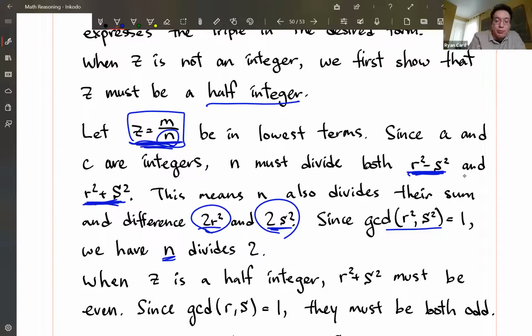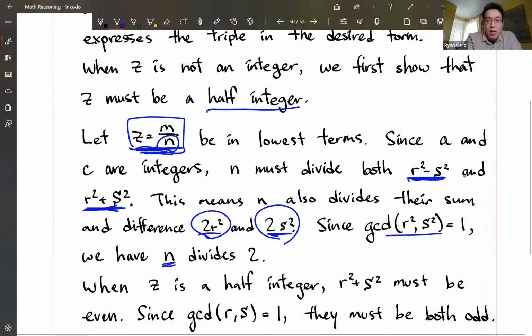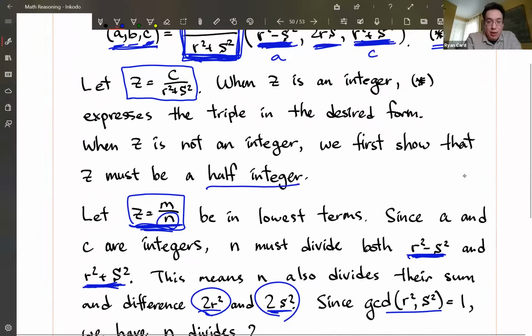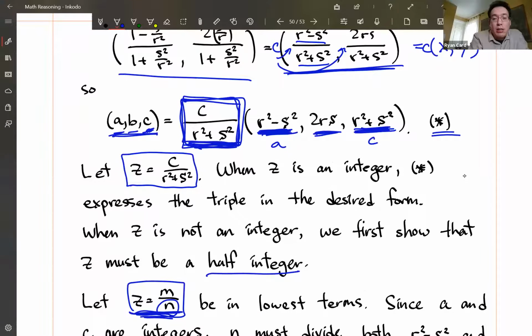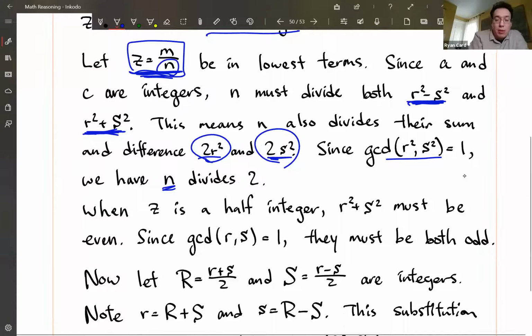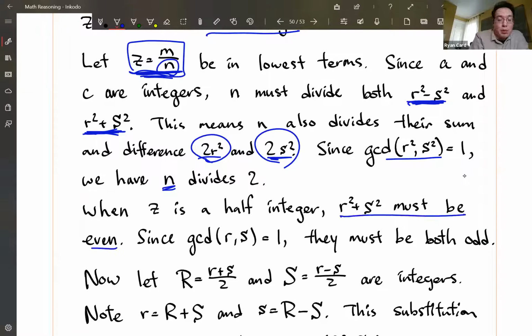So therefore, z is a half integer. Okay, so let's consider the case where z is a half integer. So remember this expression, this is our z, times c has to be an integer. If z is a half integer, that means r squared plus s squared has to be an even number. Otherwise, the divided by 2 part will not cancel out to get an integer.